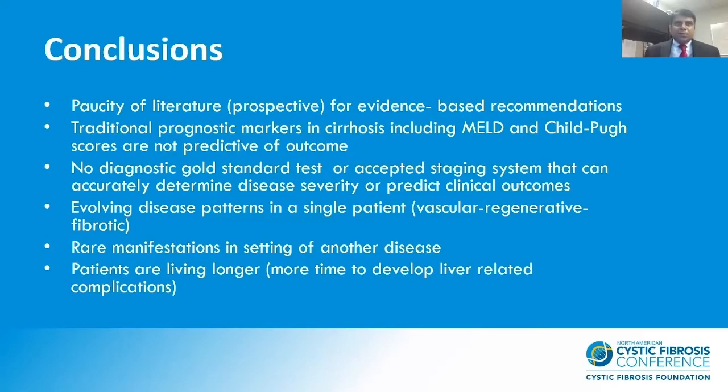It is possible to see evolving disease patterns in a single patient. One might see vascular changes followed by regenerative changes and eventually fibrotic changes in the same patient over time. Obliterative portal venopathy is a rare manifestation of CF disease, making it difficult to study and manage. Complicating this is that in genetic diseases like CF, there are multiple phenotypes coming from a single genotype, and there are multiple genotypes that can give rise to a single phenotype. Patients are also living longer, and this gives more time to develop liver-related complications.